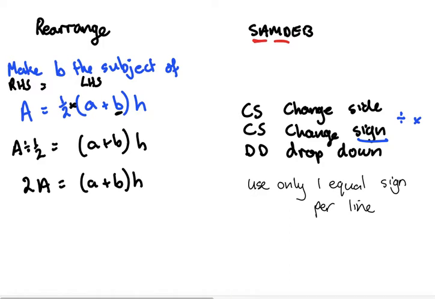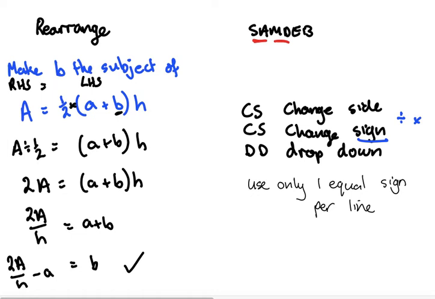We've got brackets, so we can't touch anything in the brackets, so we've got to get rid of the times h. So the opposite of timesing h is dividing by h. 2A over h equals a plus b. The opposite of adding a is subtracting. Remember, we want b by itself, so I've got to get rid of the a. So it's 2 capital A over h minus the little a. There we've made b the subject of the formula.